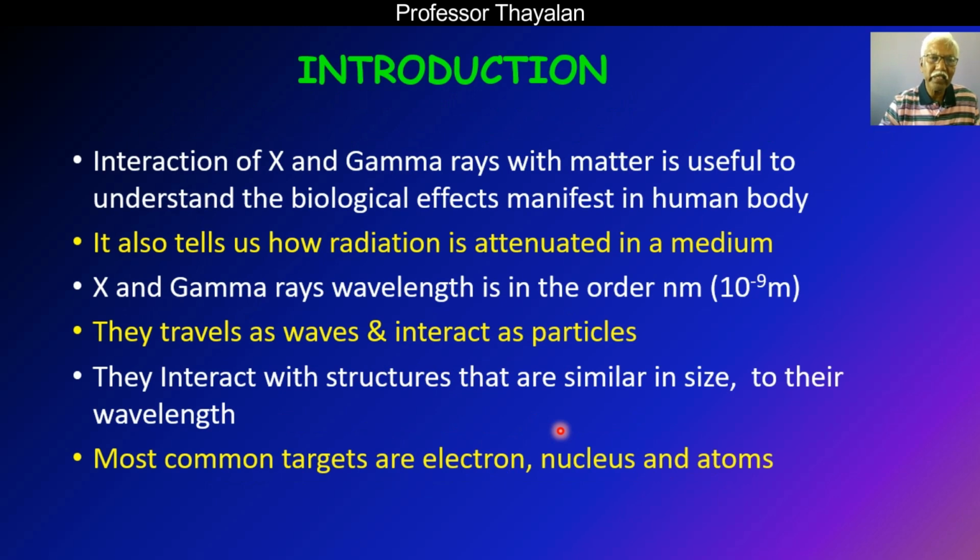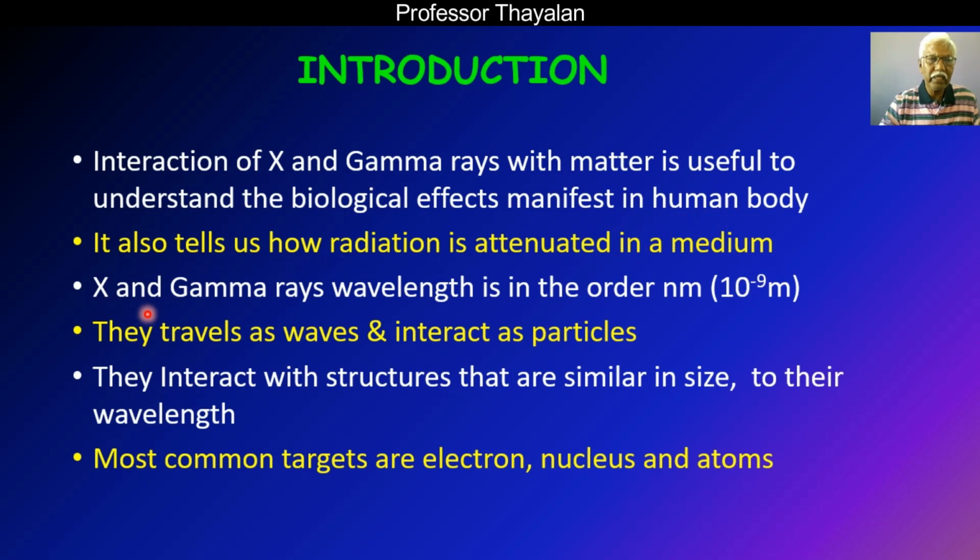Today we are going to talk about interaction of radiation with matter part 2, especially photoelectric effect. Last episode we discussed about Compton scattering. Just to repeat, what are the advantages of interaction of X and gamma rays? The interaction is very much useful to understand the biological effect that manifests in the human body. It also tells us how radiation is attenuated in a medium.